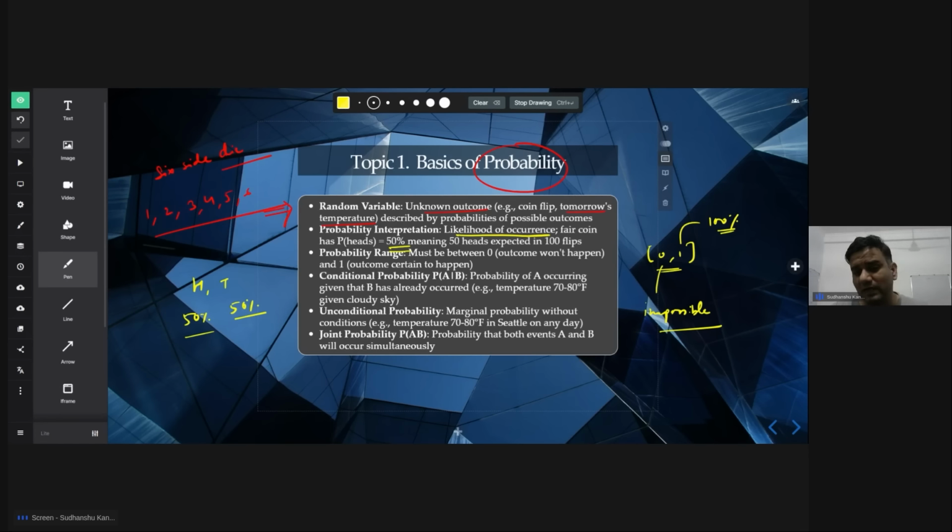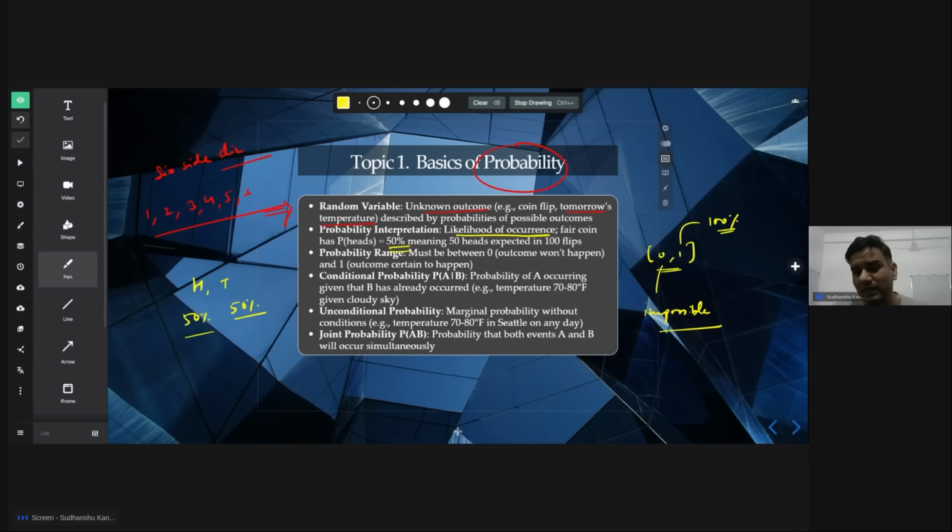Joint probability of two items together. I'm just trying to build this. This is the joint probability of A and B together, and this is your probability of B. Okay, so that's what we have.